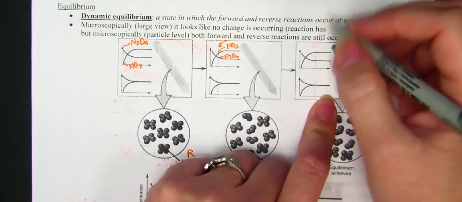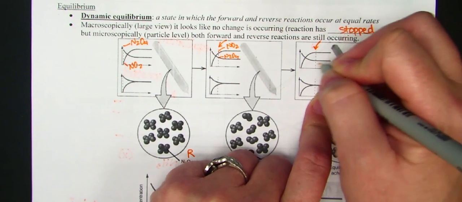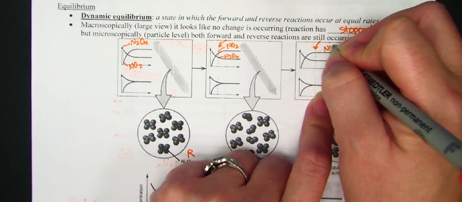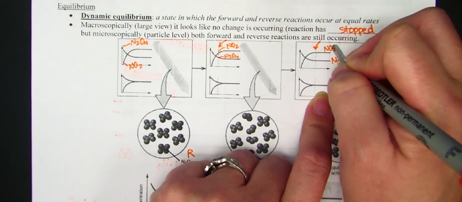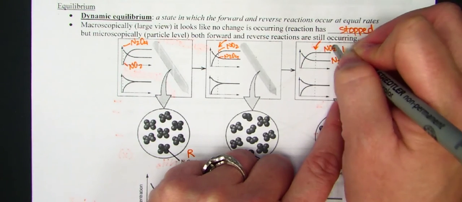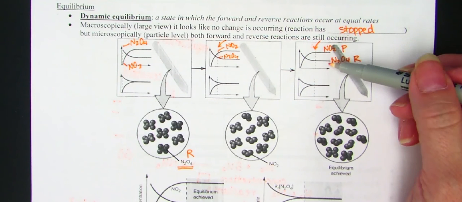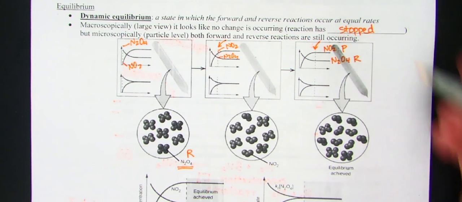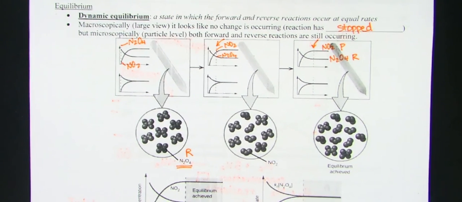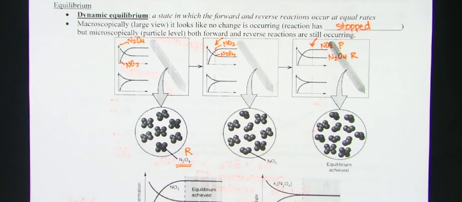And then I eventually get to a point where my amounts of each of these do not change. So this is how much NO2 I end up with, and this is how much N2O4 I end up with. So this is my reactant, and this is my product. So macroscopically, it looks like nothing is changing, that this reaction has stopped. But microscopically, if we're able to look at the particle level, things are still happening.